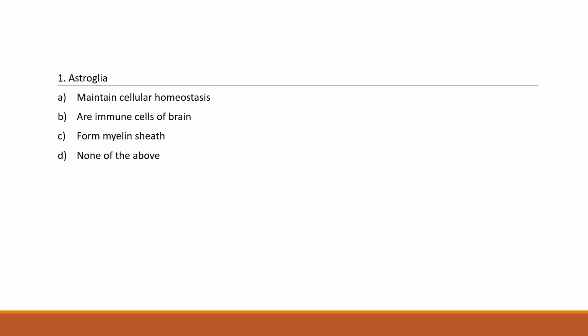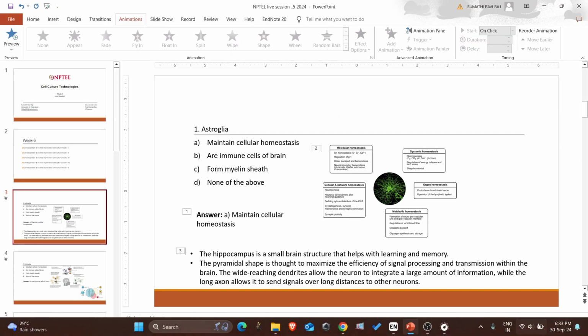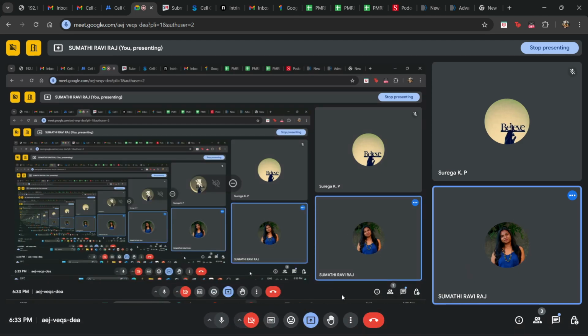Okay. So the first question is astroglia. What is astroglia, and what does it do? Does it help in maintaining cellular homeostasis, or are they immune cells of the brain, or they form myelin sheath, or none of the above? If you know the answer, you can answer it. It is to maintain the cellular homeostasis. Yeah, very good. So, astroglial cells are helpful in maintaining the cellular homeostasis.